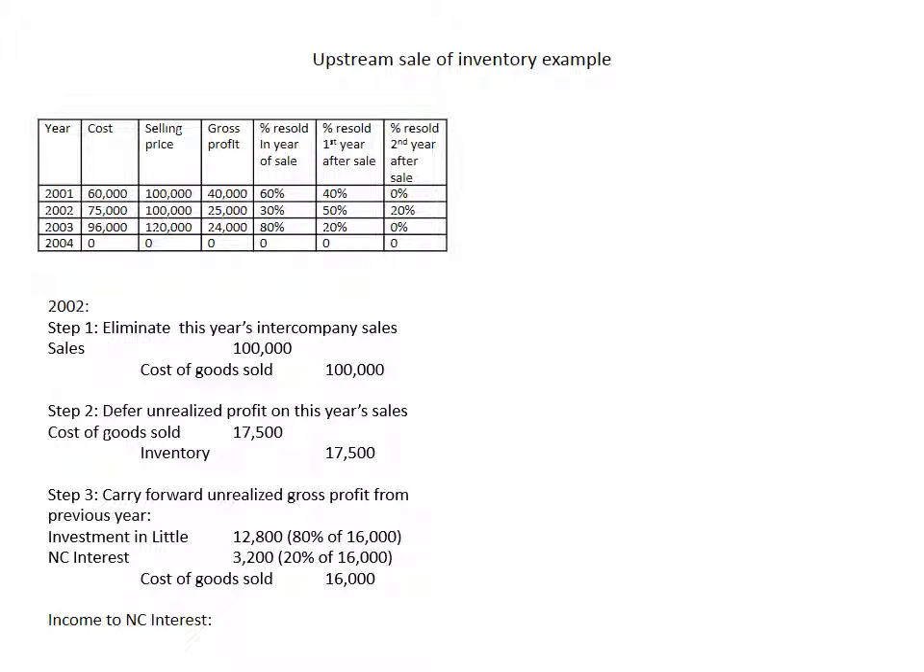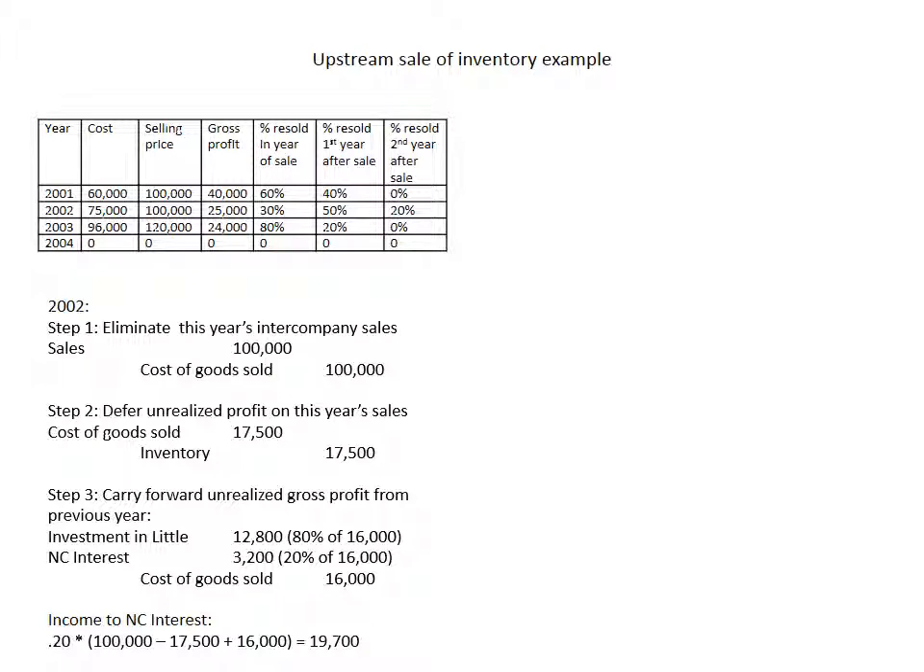Finally, the income to the non-controlling shareholders. Again, we look at those 3 elimination entries and ask ourselves, how did those 3 entries affect the earnings from the subsidiary? Again, we're going to start with 20% of the subsidiary's reported $100,000. The first entry has no effect on earnings. The second entry, we have a $17,500 debit to cost of goods sold that reduces our income by $17,500. The third entry, we have a $16,000 credit to cost of goods sold, so that increases our income by $16,000.